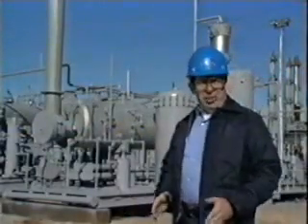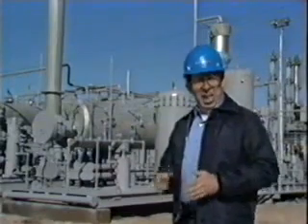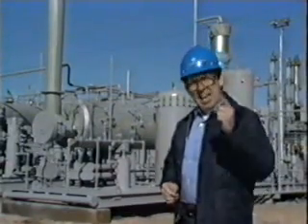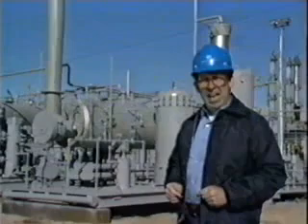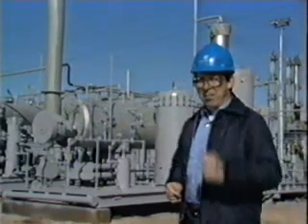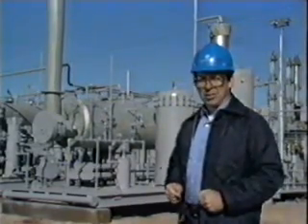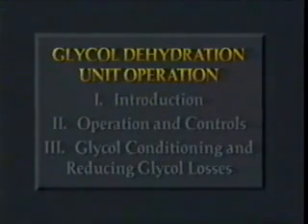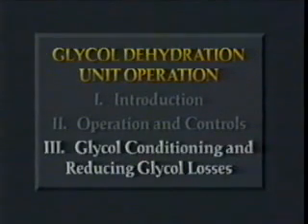You have a good understanding of how each component functions in a glycol dehydration unit. Now let's look at glycol conditioning and how glycol losses can be reduced. This is the third section of a three-section module on glycol dehydration unit operation. In this section, we'll examine the importance of glycol conditioning, operational procedures, and potential problem areas within the system.